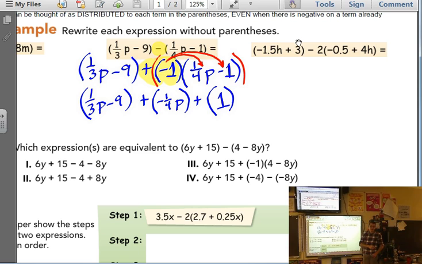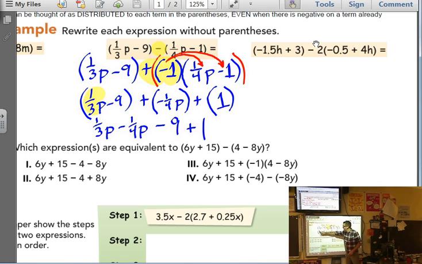Now get rid of your parentheses to clean this thing up and rearrange to put your variable terms together, your constant terms together. So we have a 1/3 p minus a 1/4 p minus 9 plus 1. If you're confused how I took those steps, the 1/3 p came to here. The -1/4 p came to here, with negative as subtraction. Then minus 9 came out here. The sign in front of it has to go with it. And the +1 came right here.